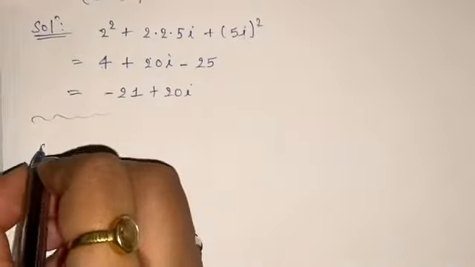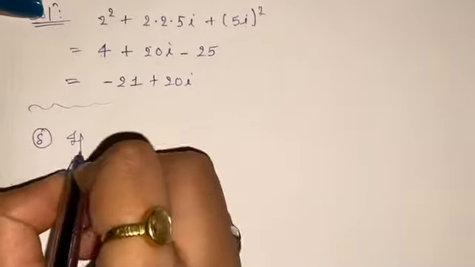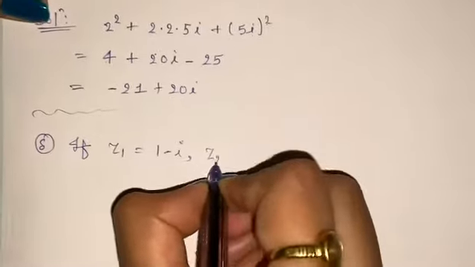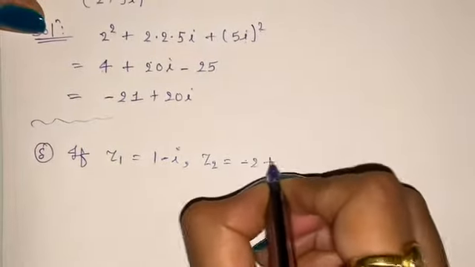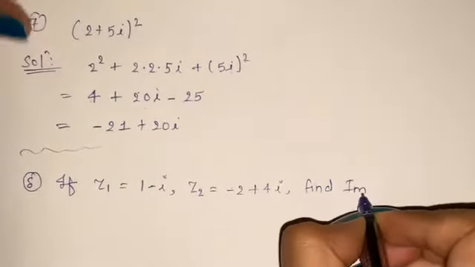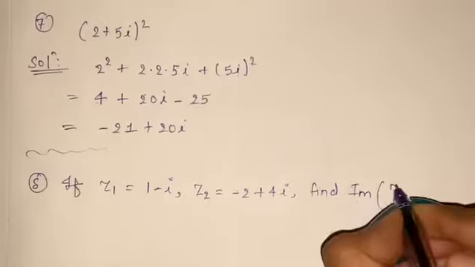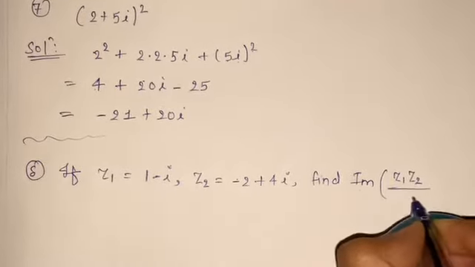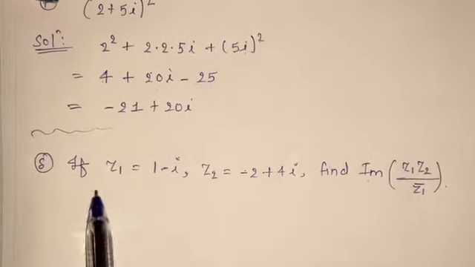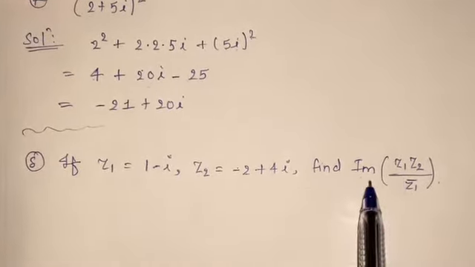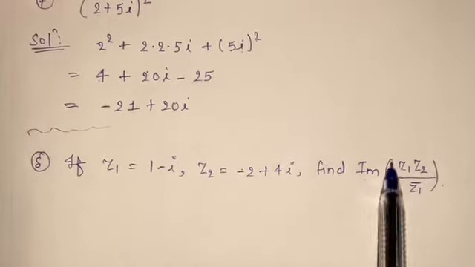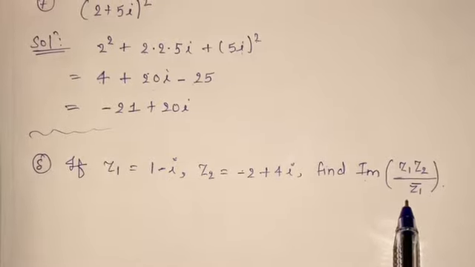Now next is, if z1 is equal to 1 minus i, z2 is equal to minus 2 plus 4i, then find the imaginary part of z1 z2 by z1 conjugate. What is given? z1 and z2 are given, then we have to find the imaginary part of z1 into z2 by the conjugate of z1. So what I will do, I will first find z1 z2 by z1 conjugate.